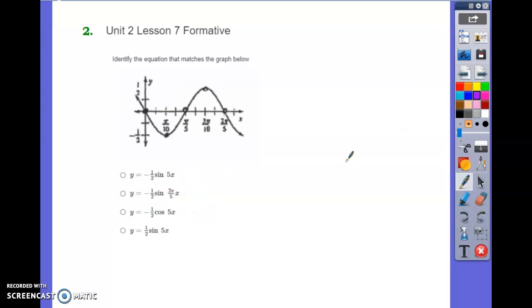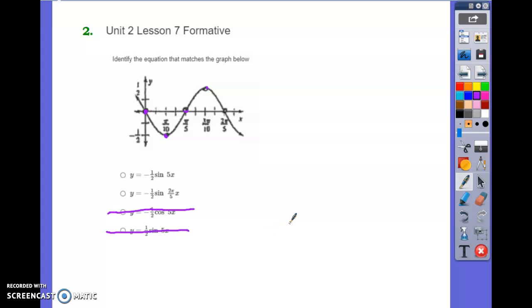Number 2, identify the equation that matches the graph below. Since we're going through (0, 0), this is an odd function, so it's without a phase shift. Looking at my answers, there's no phase shift because it's not like x minus something. We're going to have a negative sign. So I can right away cross off negative cosine and positive sine, because we're starting at 0 and going low, and then 0 and then going high. Normally the parent function goes high first, so this is a negative.